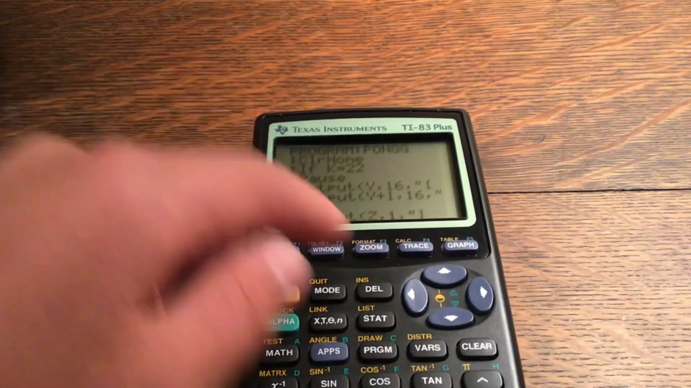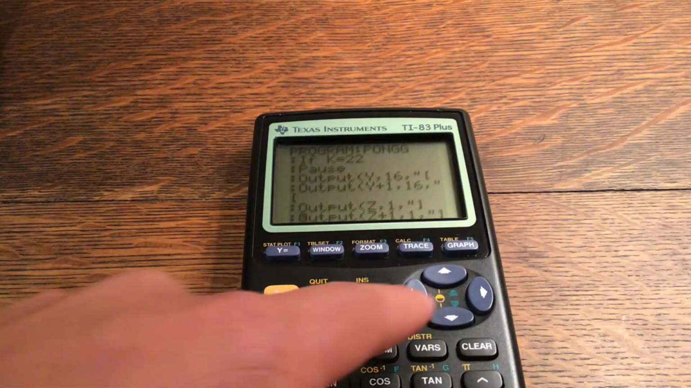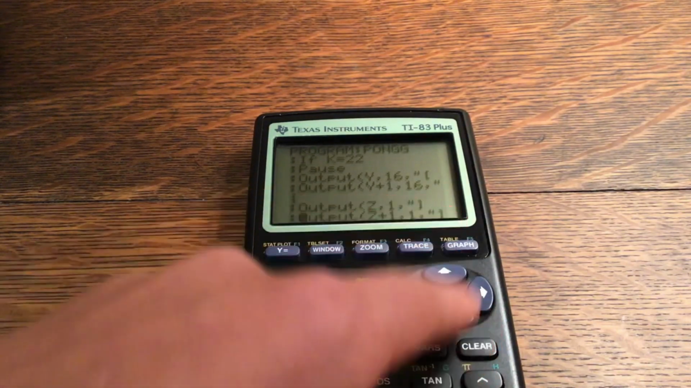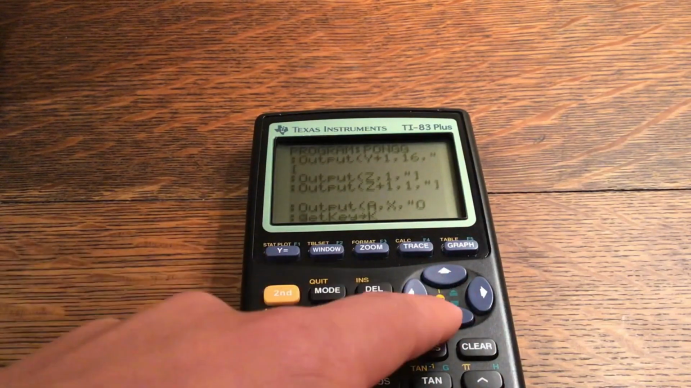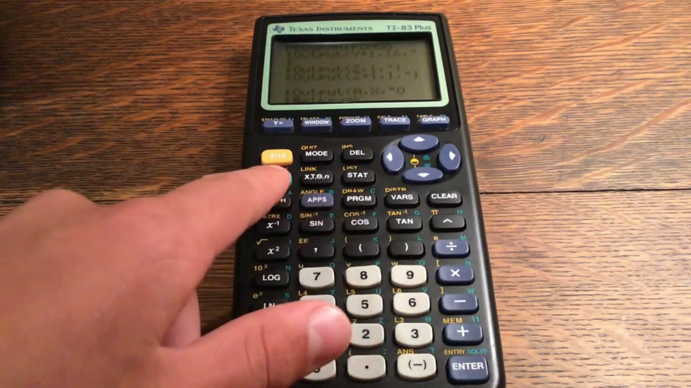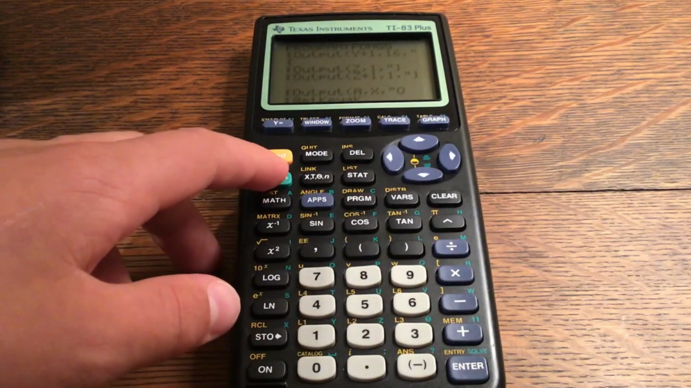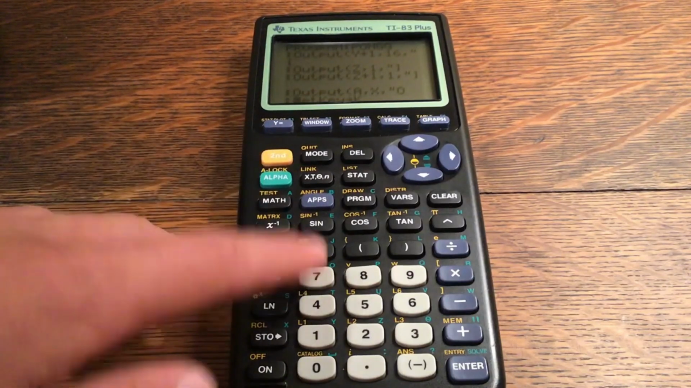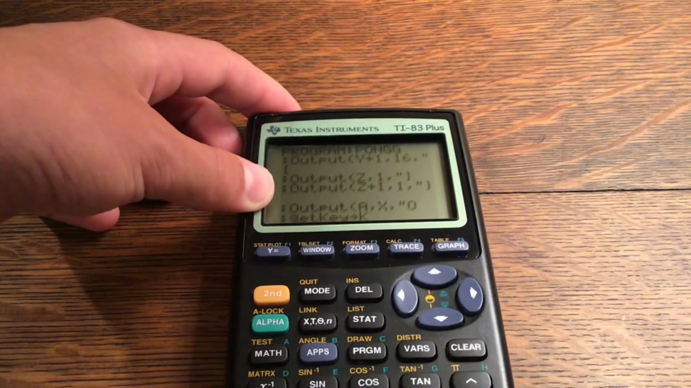Output(Z, 1, quote another bracket. Output(Z plus 1, 1, quote another bracket. Output(A, X, quote the ball, or an O. Remember, to get an O, you click Alpha and 9. Oh wait, no, that's the Q. I apologize. Alpha and 7, that's the O. I did not see the little tail on the Q there for a second.